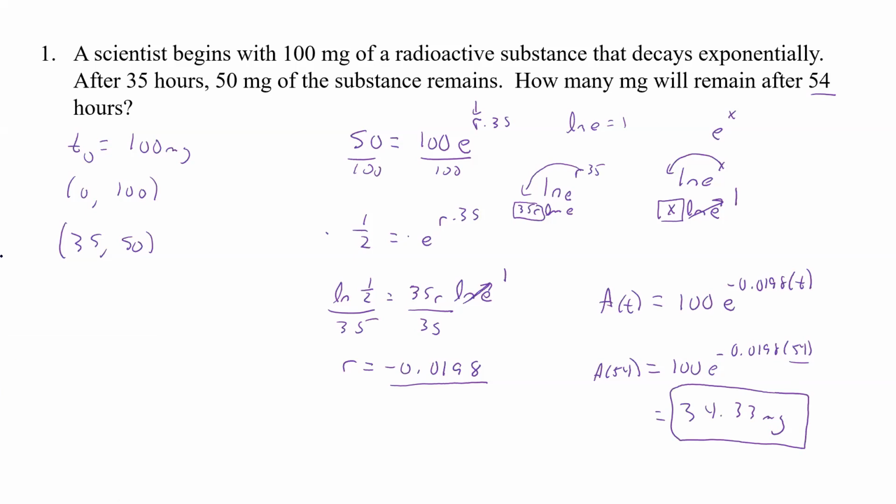Now, the other way to do it would be, instead of base e, we could just do it like we've been doing other things. We could say 50 equals 100 times b to the r times 35. And then we can divide by 100. So 1/2 equals b to the, wait, I don't want r. How do I want this now? I need r times 35.